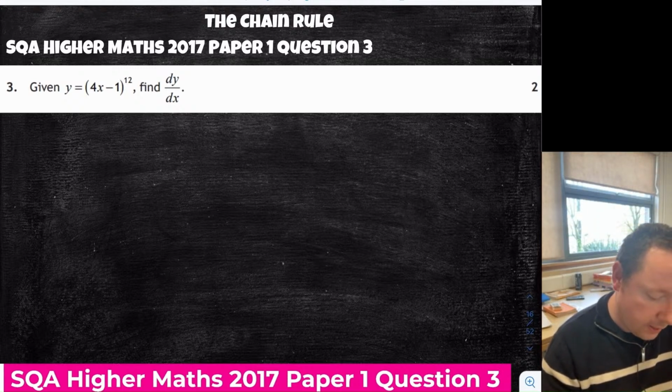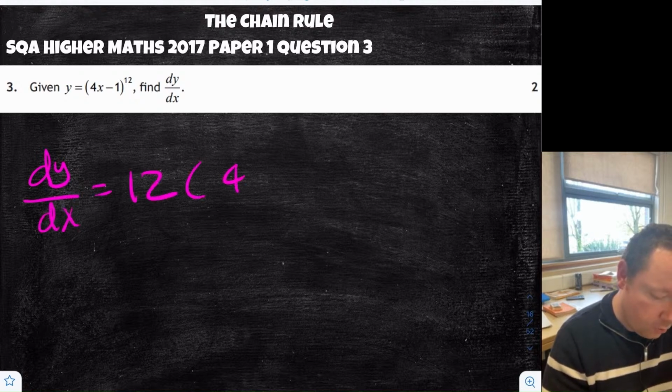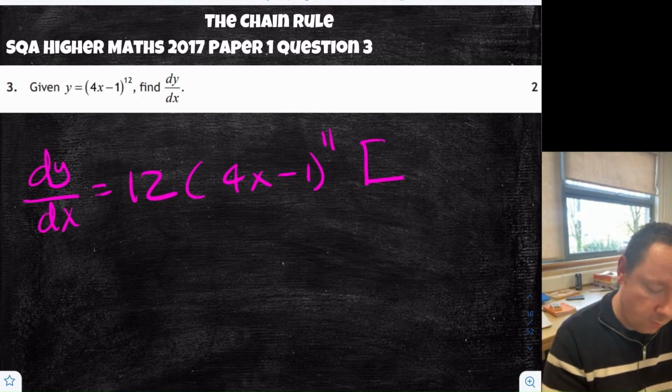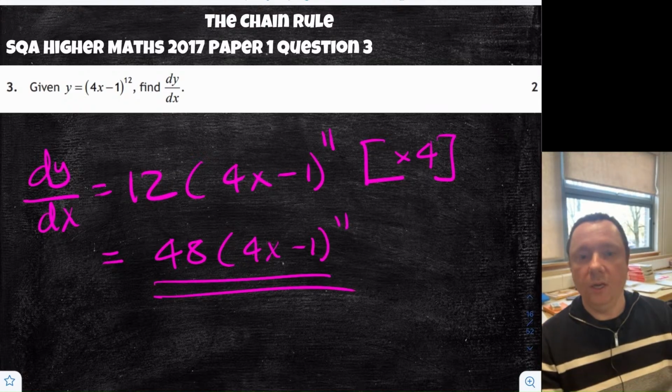Y equals 4x minus 1 to the 12, find dy by dx. Nice and simple, 12 down to the front, 4x minus 1, take away 1 for the power, but then times the bit in the bracket differentiated, in other words times 4. 4 times 12 is 48, 4x minus 1 to the 11, job done.